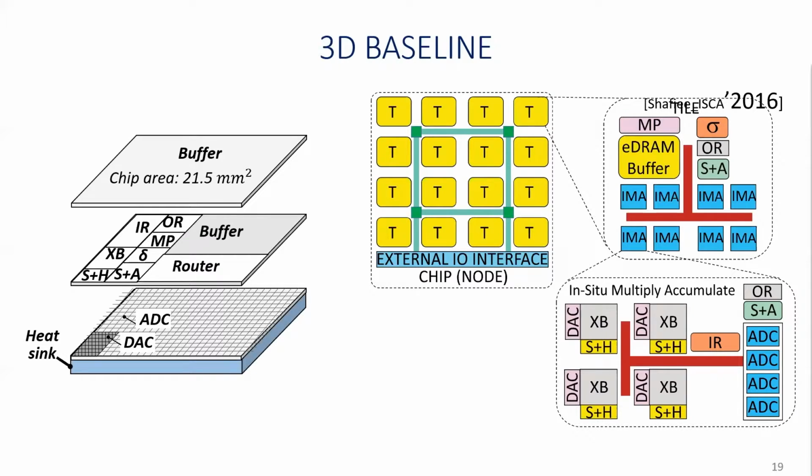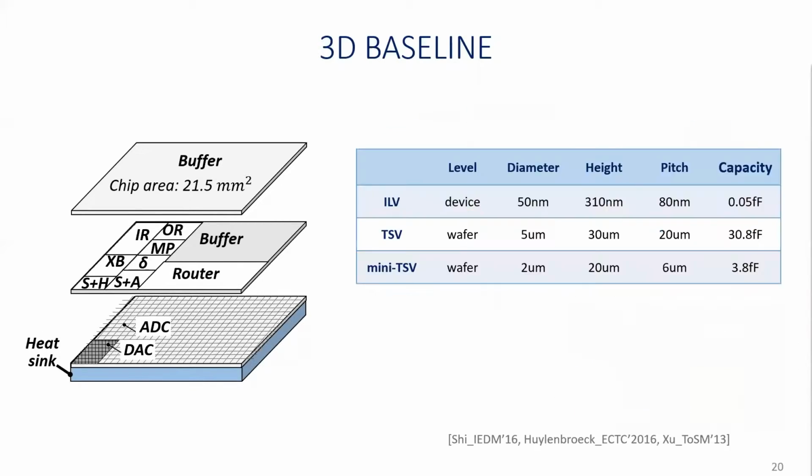Particularly, you can see I place the ADCs and DACs on the bottom layer because it will be closer to the heat sink. The first question will be, what kind of 3D connections can we use, right? So we consider 3 candidates.